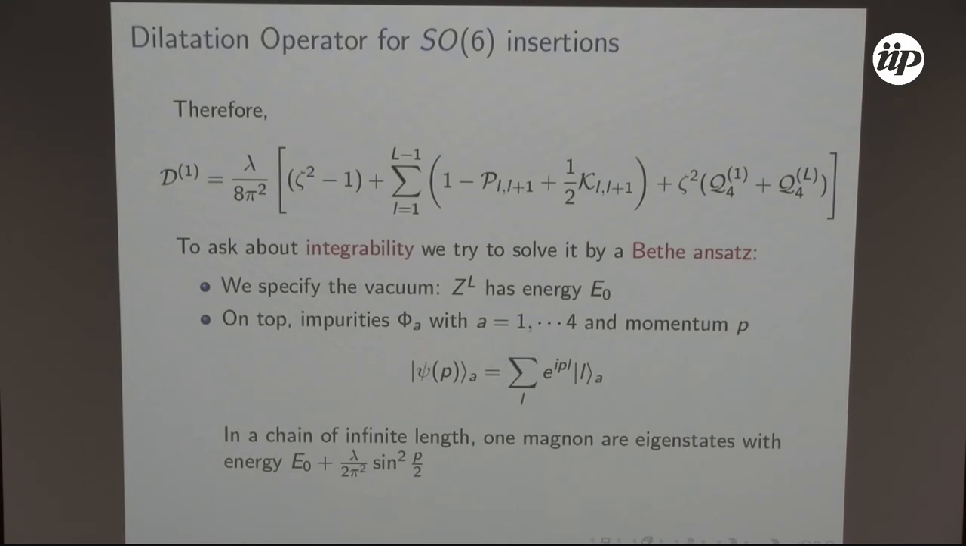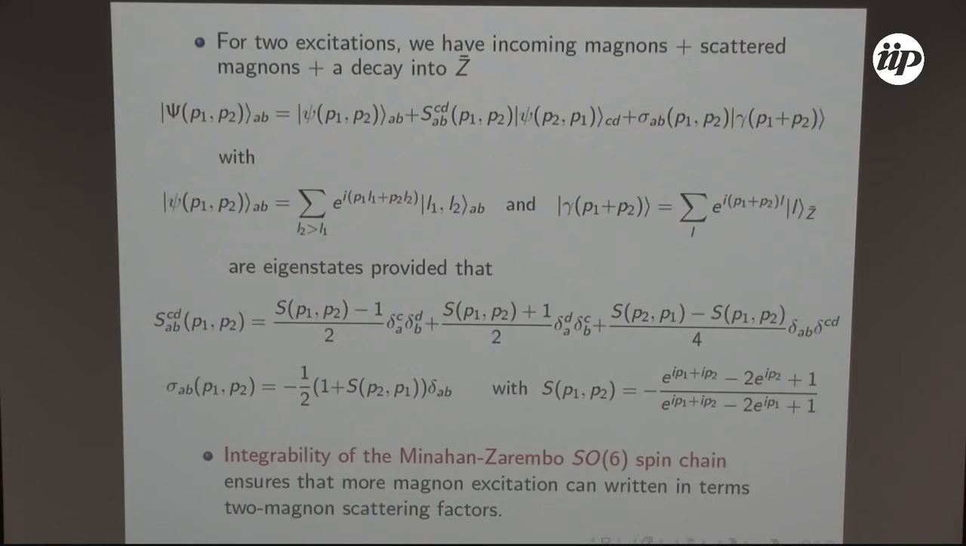But then you can have more impurities. And then you can write down a wave function for two impurities. It's like the superposition of two magnons. This is an eigenstate when they are very far from each other, but at some point when they are next to each other, they can scatter and go through with some scattering factor, and this is indicated in this second term. So this is like the incoming magnons. Those are the scattered magnons.